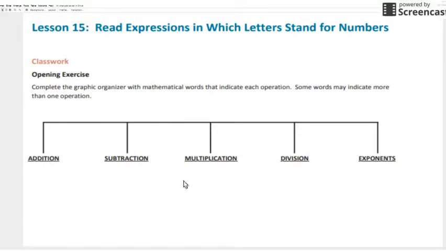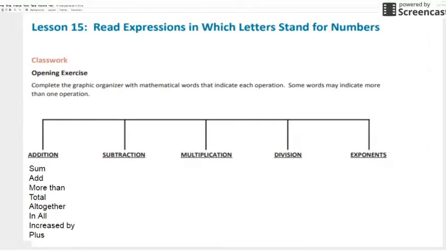So if you look down here, we have our operations: addition, subtraction, multiplication, division, and our exponents, which of course is repeated multiplication. So we're going to go over some words that represent each of these. If we start over here with addition, we have talked about a few different words that represent addition, but if we continue going through our list, here are more words that represent addition. So if you need to, pause the video real quick, go ahead and write these down. Otherwise, I'm going to talk with you about them as you're writing them down.